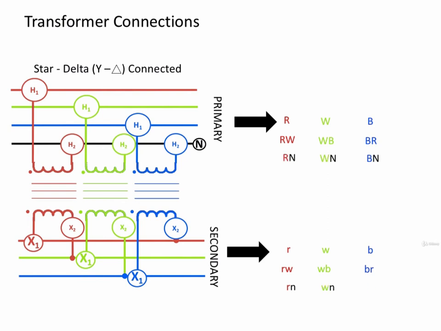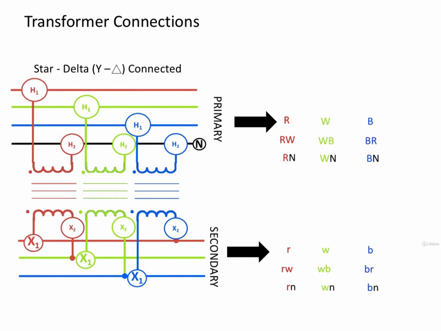Now, when I talk about the phase-to-neutral voltages, they are, and they should always be, two designations or two points, because that's what describes the potential difference. So in the case of the primary side, I'm going to be using capital letters again, red to neutral, white to neutral, blue to neutral. In other words, RN, WN, BN. And in the secondary, I'll be using lowercase letters, rn, wn, and bn.